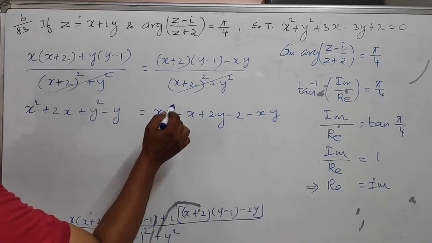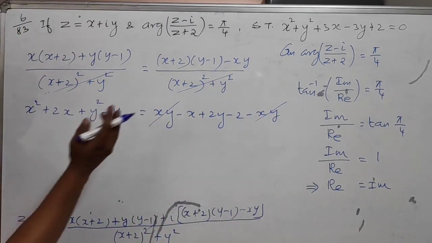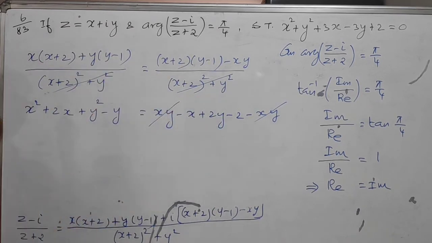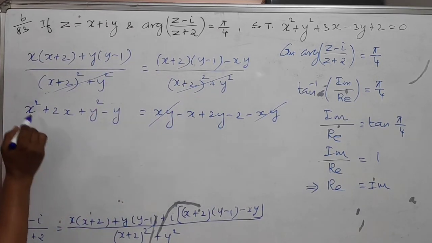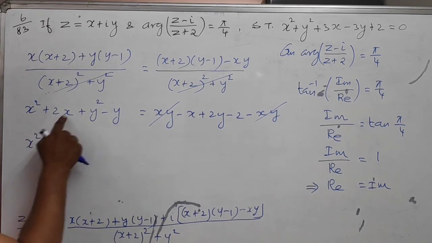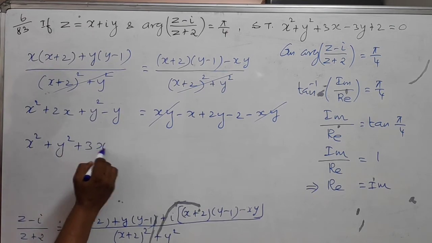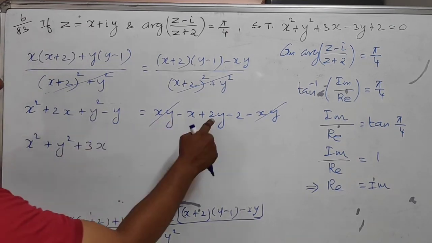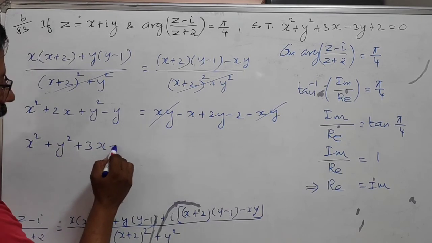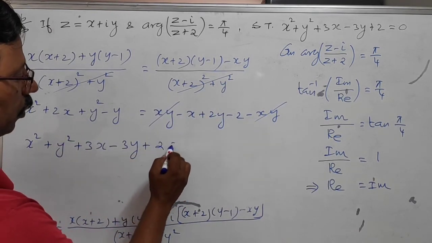See here, on the right hand side plus xy and minus xy get cancelled. Then you rewrite everything by bringing it to the left hand side. You can write x square plus y square. Then the x term: 2x, this minus x comes to this side and becomes 3x. Then minus y, then plus 2y comes to this side and becomes minus 3y. Then the minus 2 becomes plus 2 equal to 0.